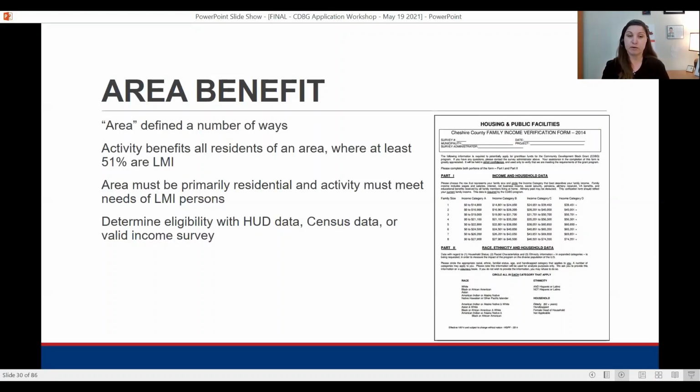And we provide a lot more information about how to do these surveys and how to document this in Chapter 2 of our implementation guide, and that begins on page 21. So if you are considering using the area benefit category, you can go right to our implementation guide, and it will give you some more details regarding how you can demonstrate that.